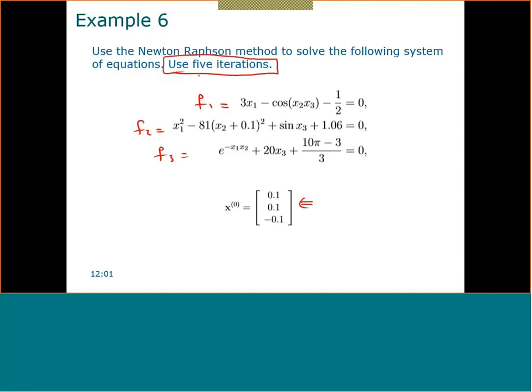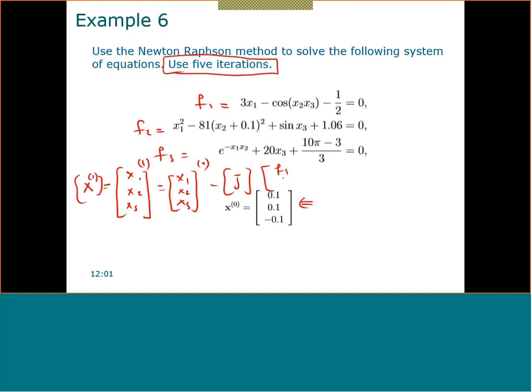Okay, so this will lead to a system of equations. Now I need to put everything in that format. Here we have x1, x2, and x3. So my vector x after the first iteration equals x1, x2, x3, which is my 0 iteration, minus the Jacobian matrix times my f1, f2, f3 at the 0 iteration. And the Jacobian is also at the 0 iteration.